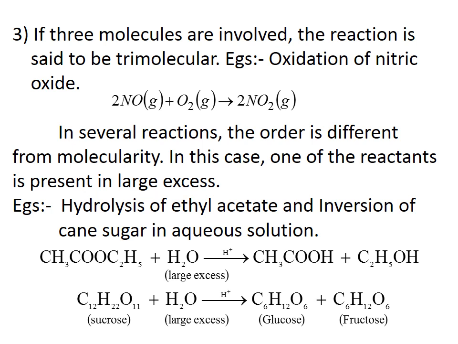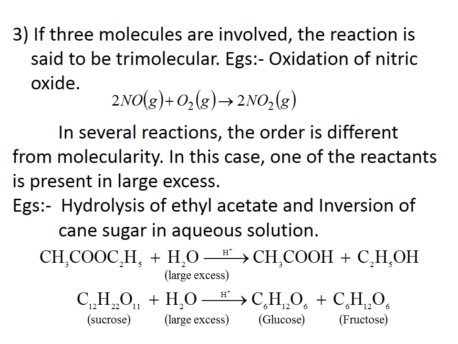In several reactions, the order is different from molecularity. In this case, one of the reactants is present in large excess, and this type of reaction is usually called a pseudo unimolecular reaction. Examples are the hydrolysis of ethyl acetate and inversion of cane sugar in aqueous solution.